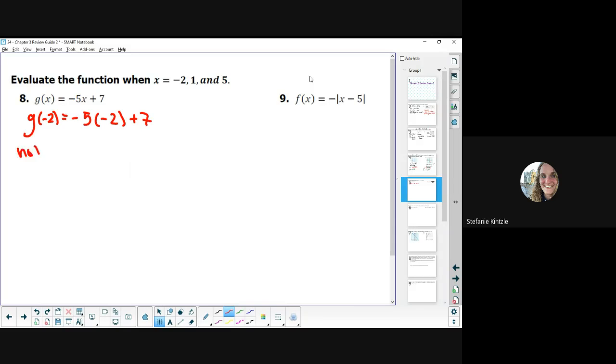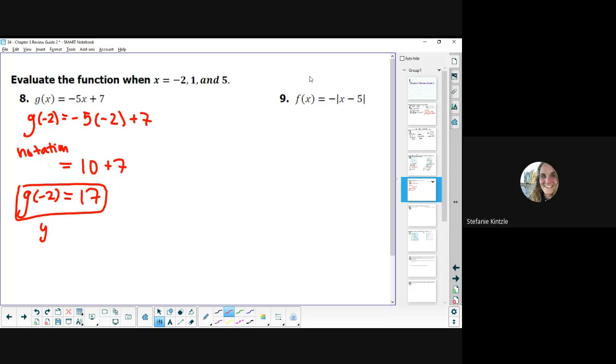Remember that this side is just notation. No operation, no multiplication, nothing. It's just notation. Okay, so we're going to evaluate the right side using PEMDAS. -5 times -2 is +10, and +10 plus 7 is 17. So that means g of -2 equals 17.